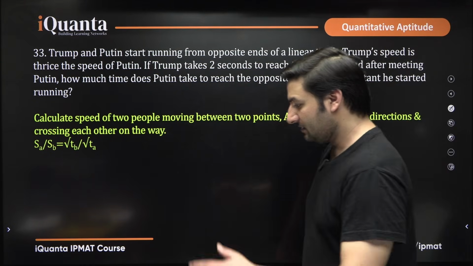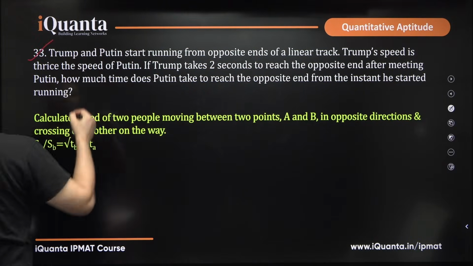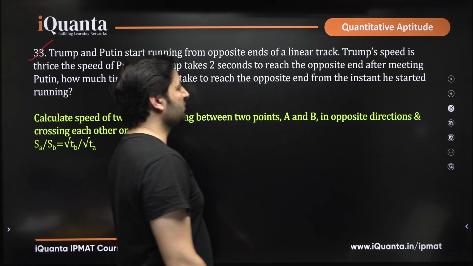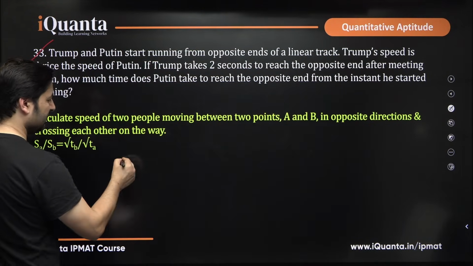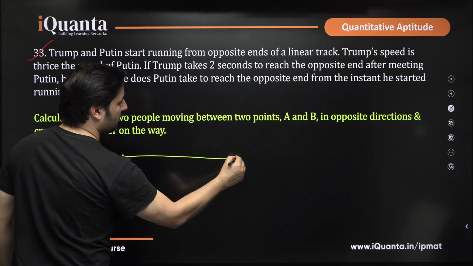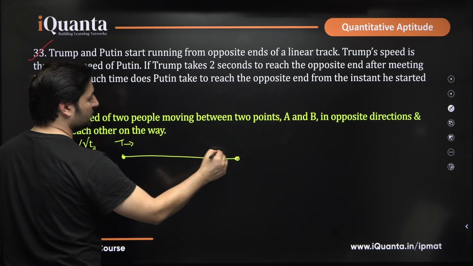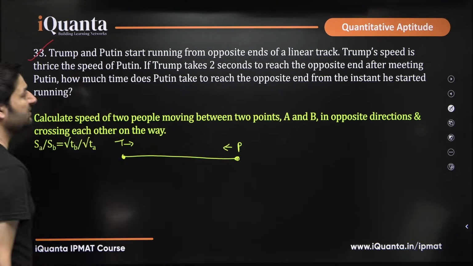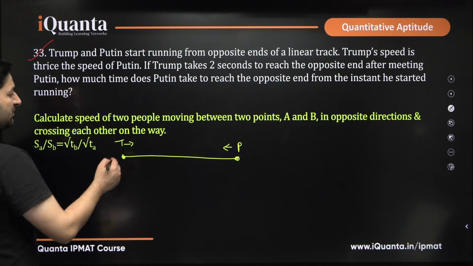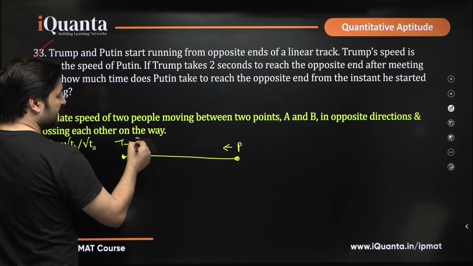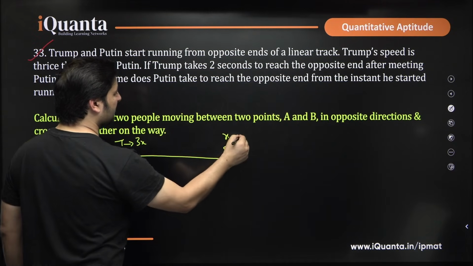Let's see this question. Trump and Putin start running from opposite ends of a linear track. This is a linear track. Trump is running from here to here, Putin is running from here to here, opposite ends of a linear track. Trump's speed is thrice the speed of Putin. So say if Trump's speed is 3x, Putin's speed will be x.